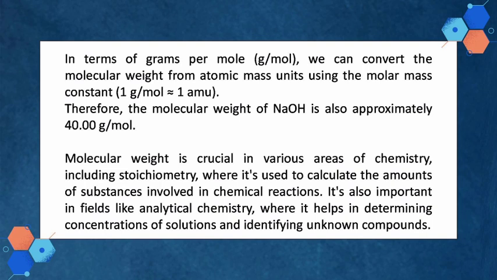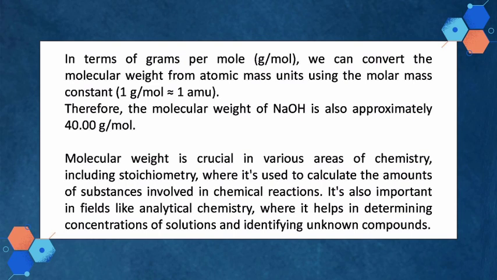In terms of grams per mole, we can convert the molecular weight from atomic mass units using the molar mass constant. 1 gram per mole approximately equals 1 atomic mass unit. Therefore, the molecular weight of NaOH is also approximately 40.00 grams per mole.